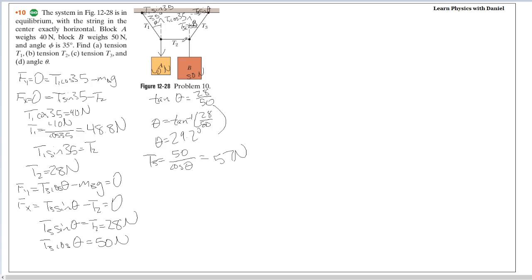Alright, I hope this tutorial helped you a bit. We talked about equilibrium. And just remember when you're solving these problems to set up all your different equations for x and y directions and torques, although there wasn't any in this problem.